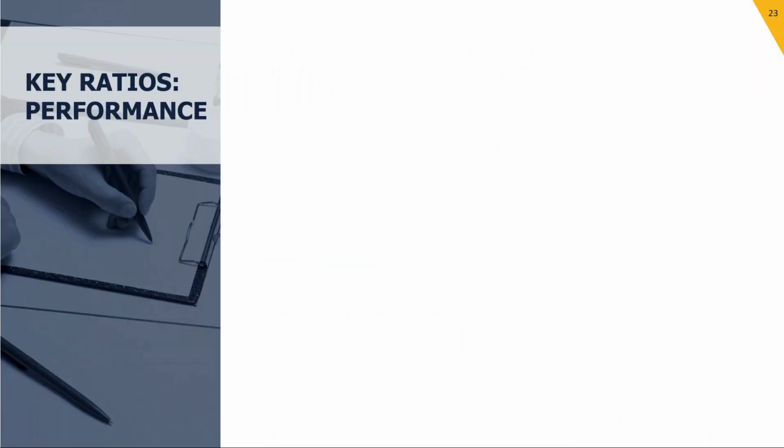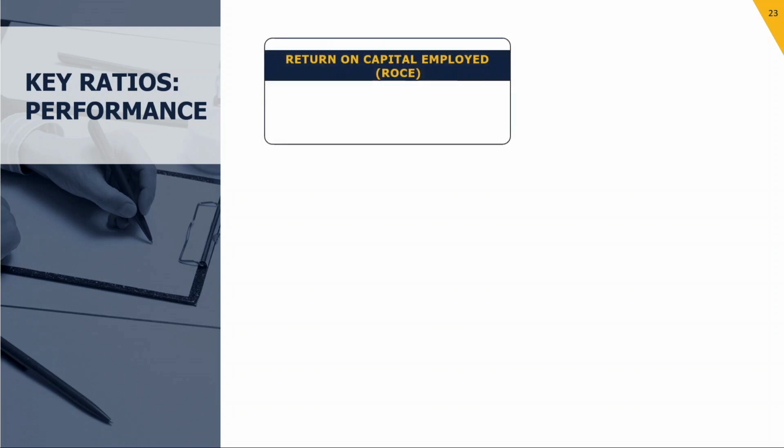So firstly we're going to look at 6 performance ratios here. And hopefully these are all reasonably familiar to you. Return on capital employed is the first one. In order to calculate this one, we need the profit before interest and tax on the top, and we divide that on the bottom by the equity plus the non-current liabilities. The equity basically plus the debt. Those two factors are the capital employed.